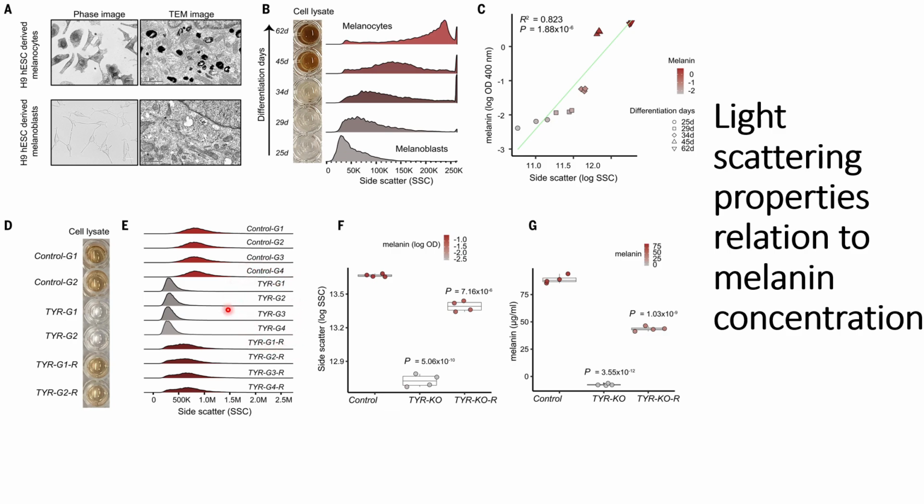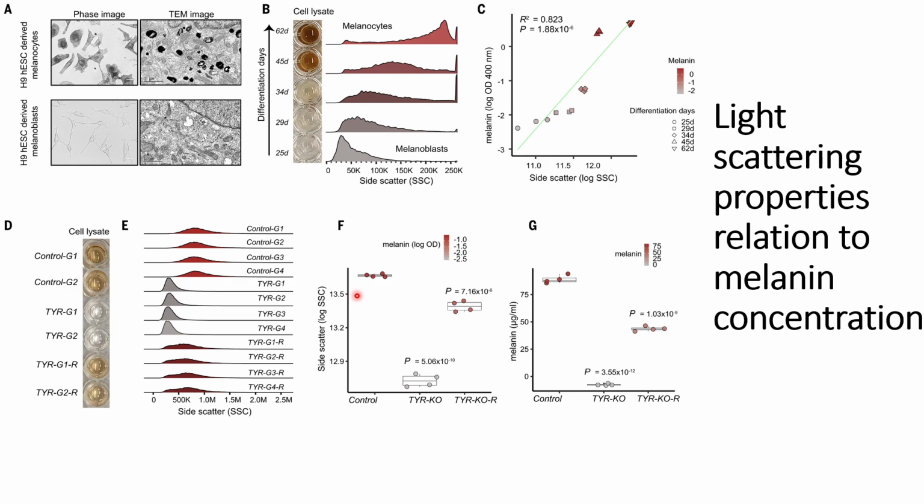When they used those guide RNAs for CRISPR knockdown of tyrosinase, they can see a reduction in the side scattering properties, and when they re-express the gene, they can see some increase in the side scattering properties. So from this they further substantiate their hypothesis that side scattering properties are one of the indications for melanin concentration.